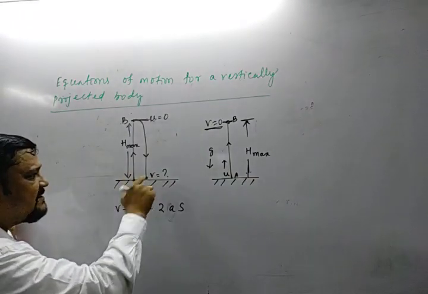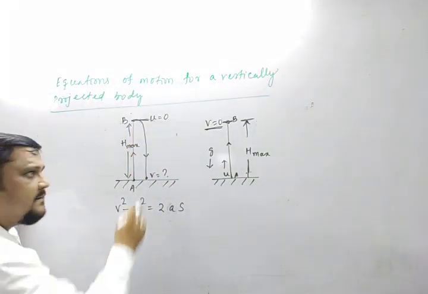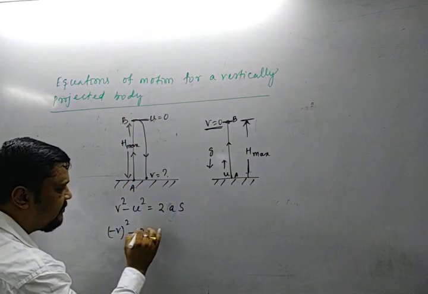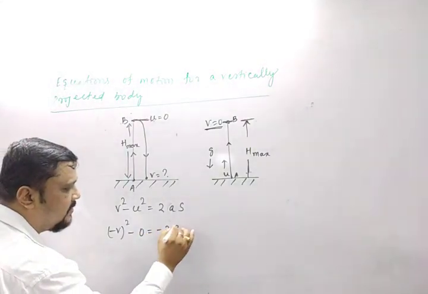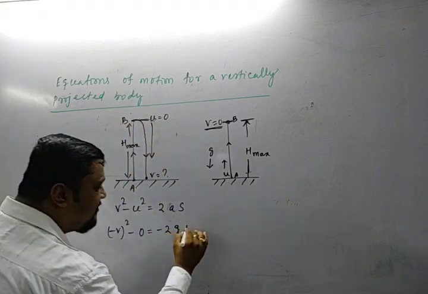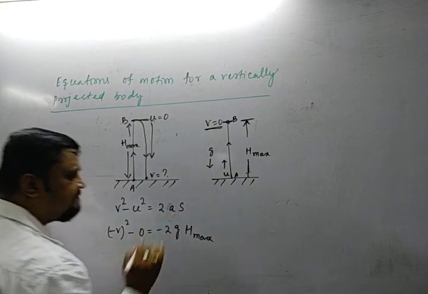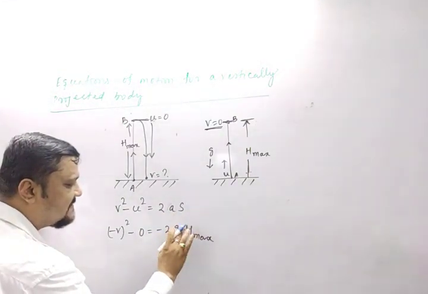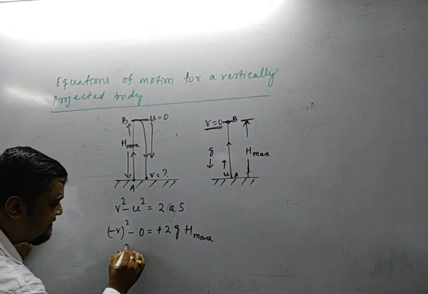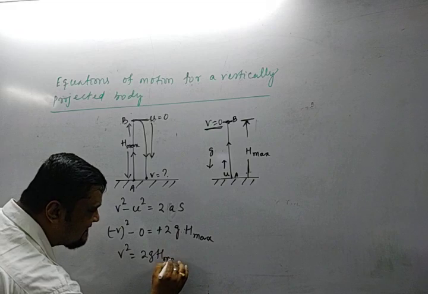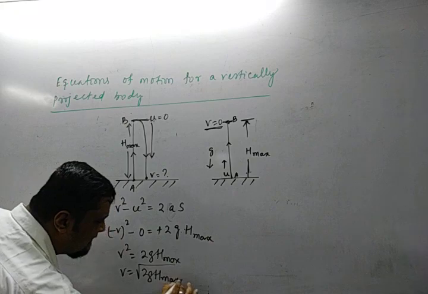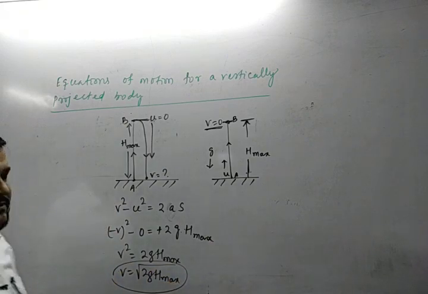Now, the final velocity I want to find. The body is coming back, so v square minus 0 is equal to 2 times a times s, where a is equal to g, and the height is in the opposite direction, so s is equal to minus h max, going down. So v square is equal to 2g h max. So v is equal to root over 2g h max.